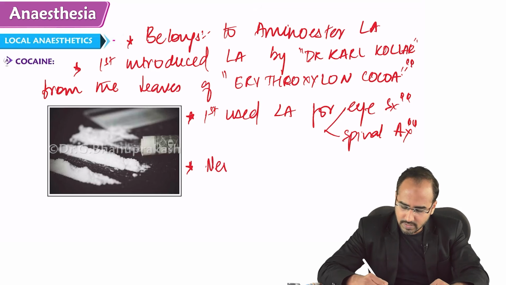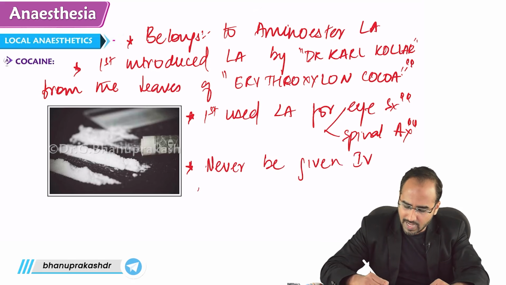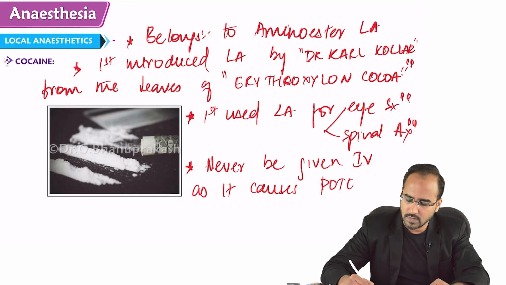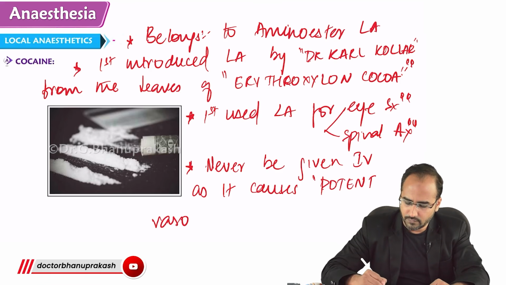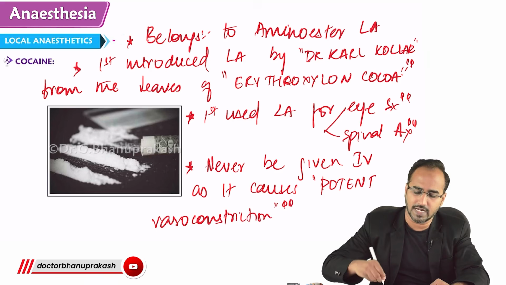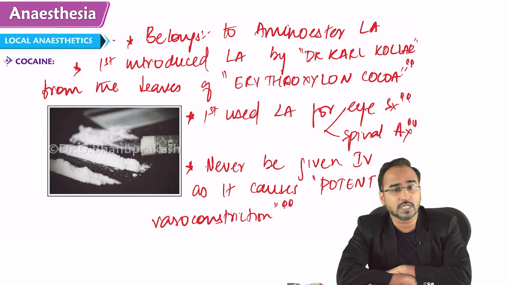Apart from that, remember guys, you should never give cocaine IV, as it causes potent vasoconstriction. Now this point of cocaine is very, very important. Cocaine should never be given IV. Why? Because it causes potent vasoconstriction.